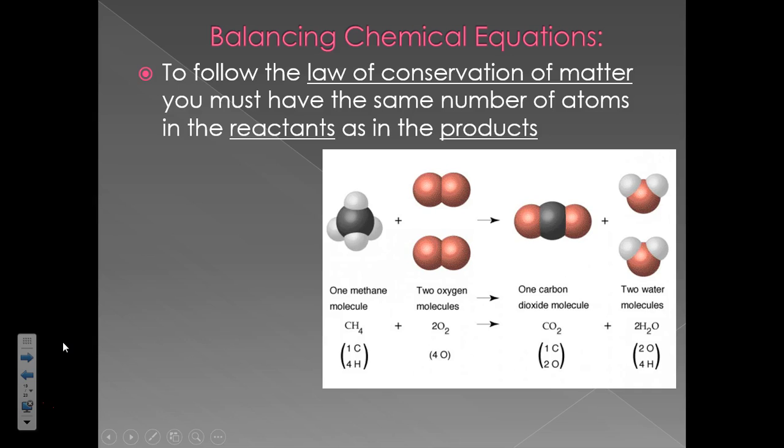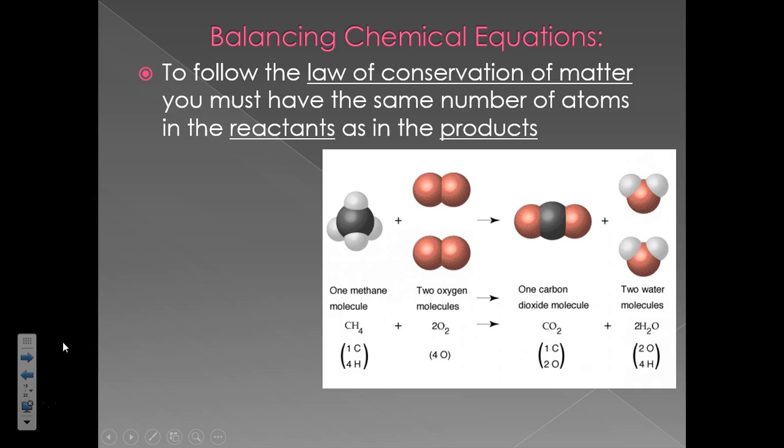If you look at the black atoms, they represent the carbons. There's one carbon on the left-hand side, the reactant side. There's one carbon on the right side, on the product side. If you count the hydrogens, there are 4 hydrogens on each side. Those are the little white dots. And then the oxygens are the red atoms, and there are a total of 4 oxygens on each side too.